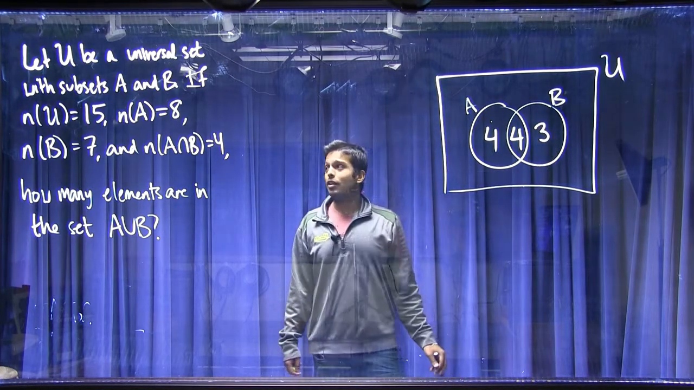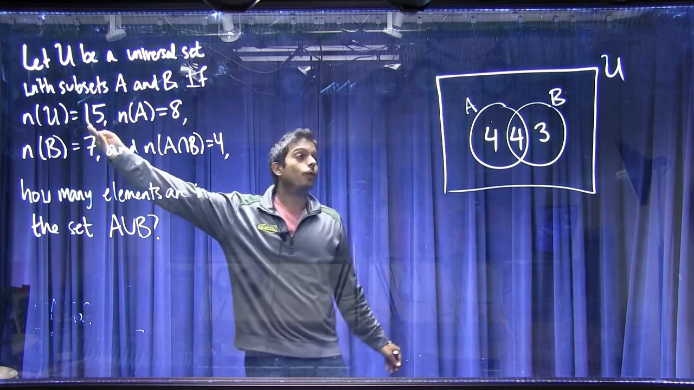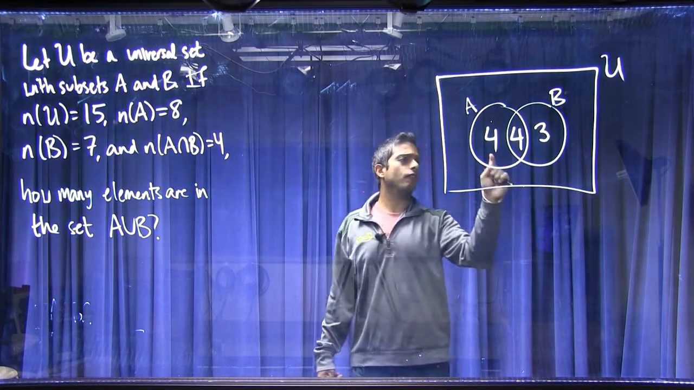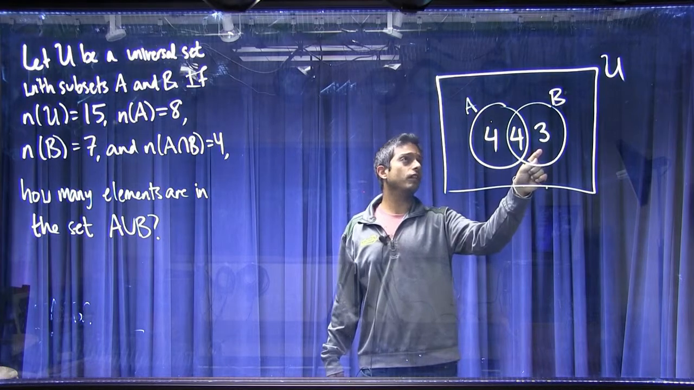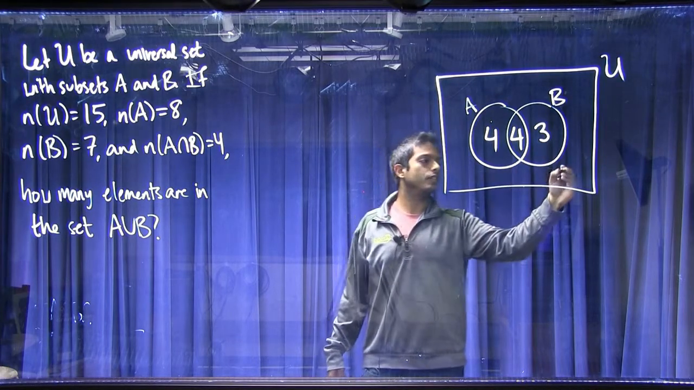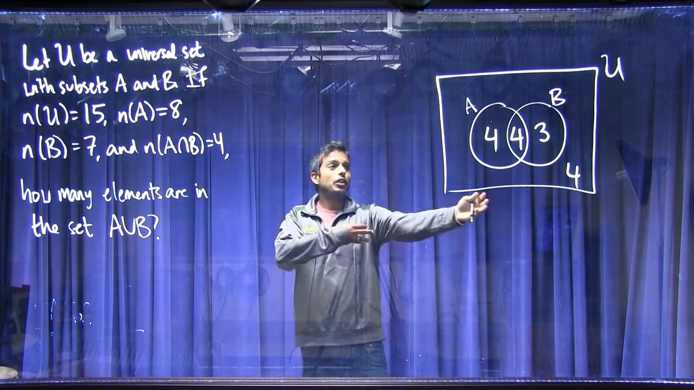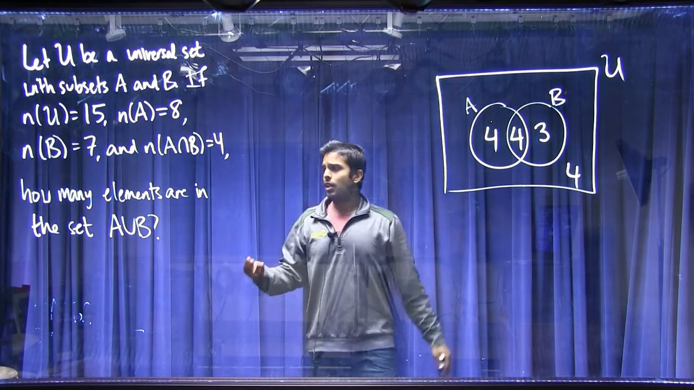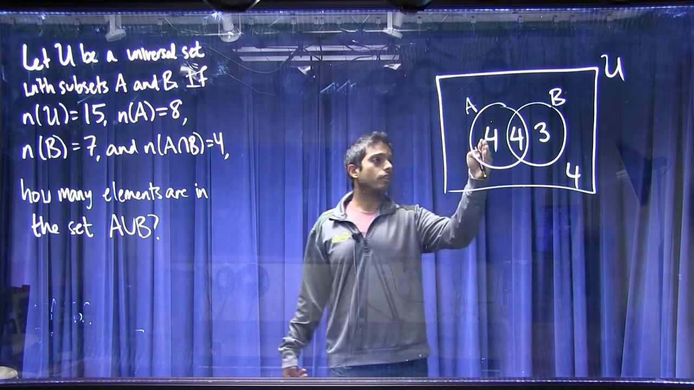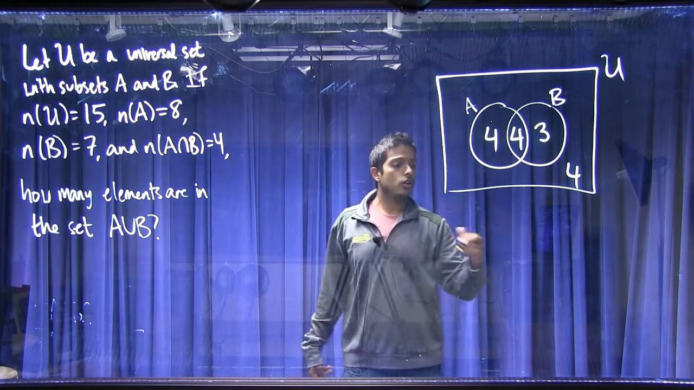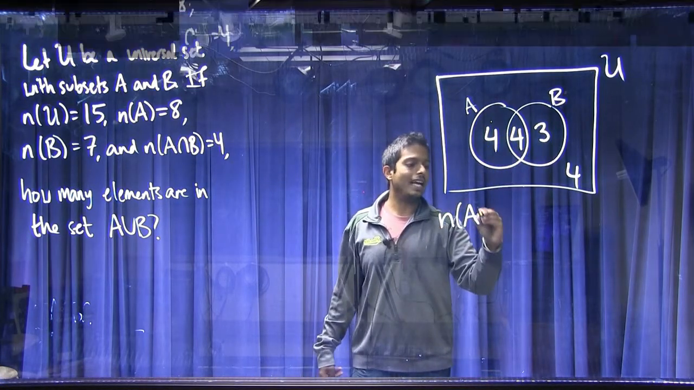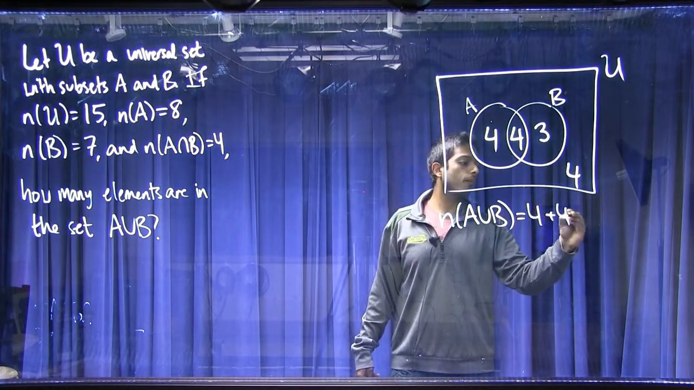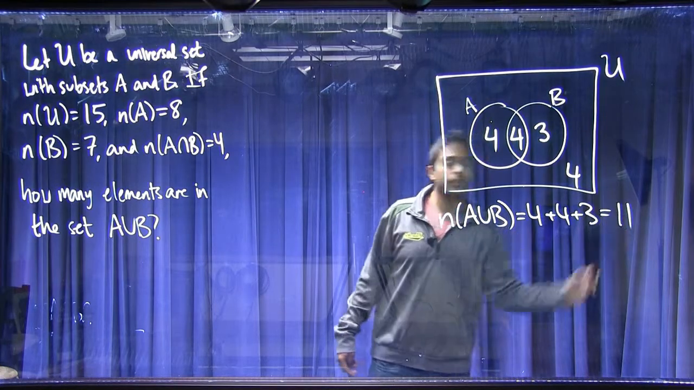And then finally, in the entire universal set U, there are 15. So that means on the outside here, I'd have 4 plus 4 plus 3 is 11. So I need 4 more to get to 15. So now we've filled in this Venn diagram completely, and we can answer the question. The set A union B is comprised of these 3 parts. So the number of elements in A union B is 4 plus 4 plus 3, which is 11.